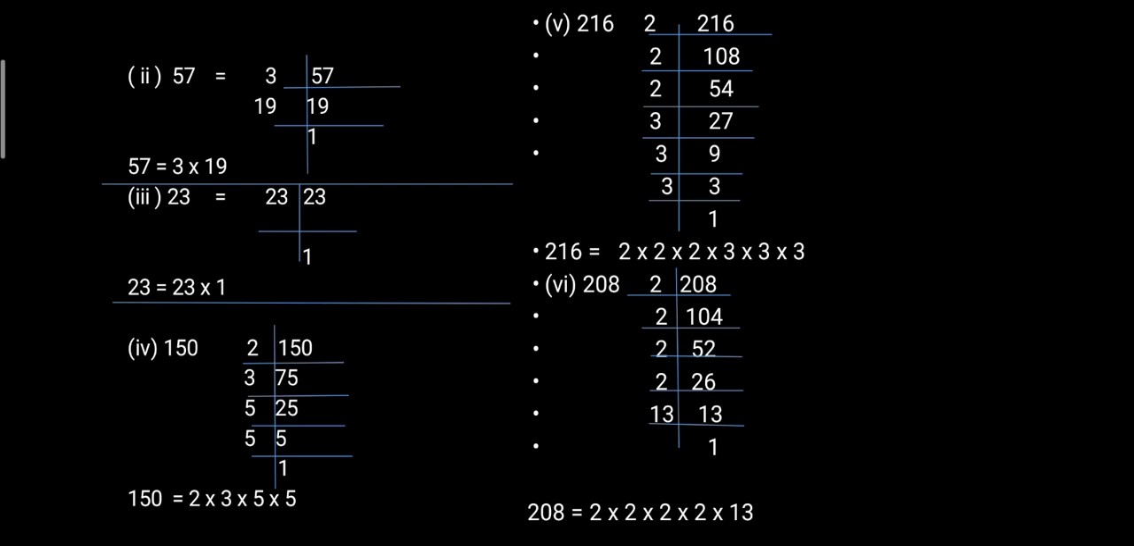150 can be divided by 2, 3 and 5. So we'll go with the smaller number, that is 2. 150 divided by 2, we get 75. 75 can't be divided by 2, so we'll go with 3. So we'll get 3 into 25 is equal to 75. Again, 25 can't be divided by 3, so we'll take the number 5. 5 into 5 is equal to 25. 5 is a prime number, so it can't be further divided. We get the answer for 150 as 2 into 3 into 5 into 5.